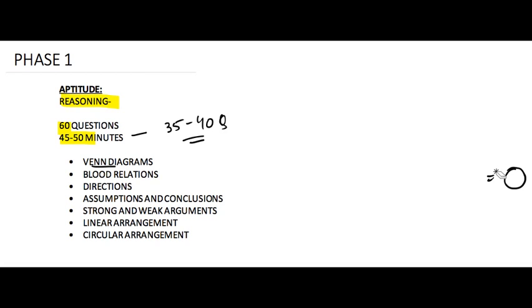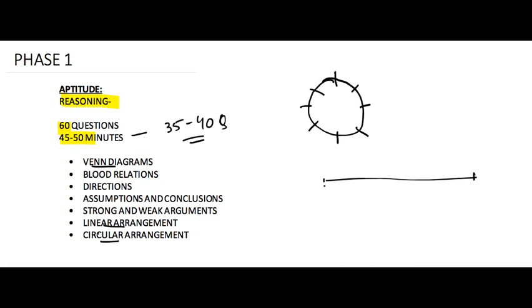Similarly, there are areas like linear arrangements or circular arrangements. These are puzzles. In circular arrangements, you may have a question where you are given 8 people sitting in a circle or in a circular table, and you have to arrange all those 8 people. In a linear arrangement, you will have a straight line and a number of people sitting in that straight line, and you have to find out who is sitting where. This is how you go about with reasoning.